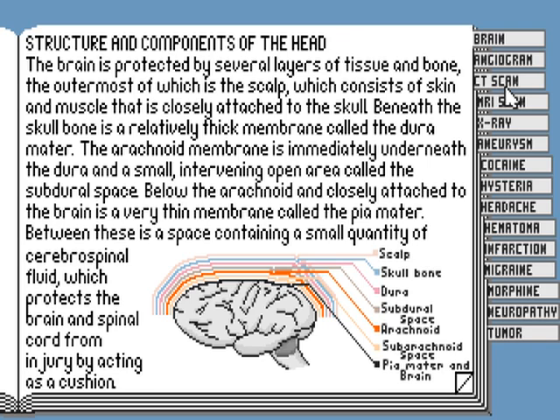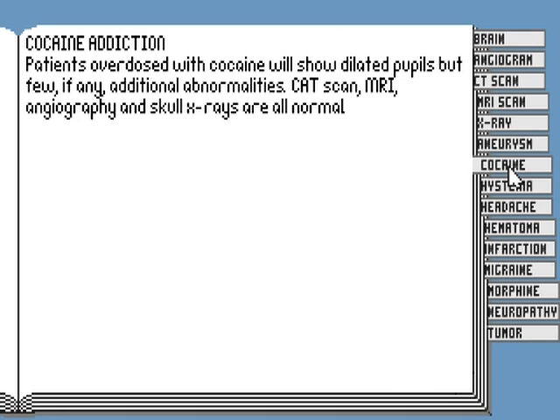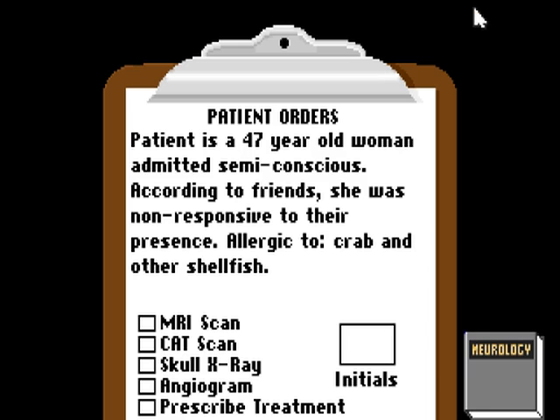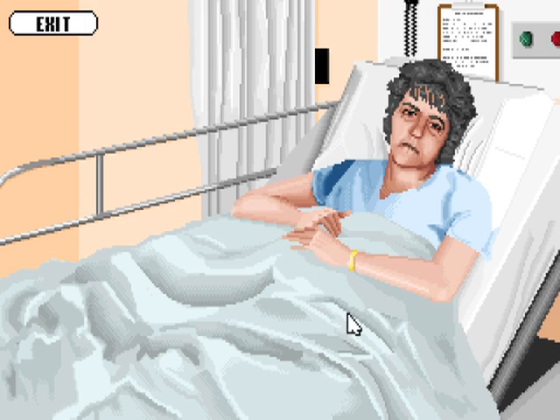But if you look closely, you can see that it says cocaine. So let's see what's up with that. Patients overdosed with cocaine will show dilated pupils, but few, if any, additional abnormalities. CAT scan, MRI, angiography, and skull x-rays are all normal. Well, we don't know quite enough yet.